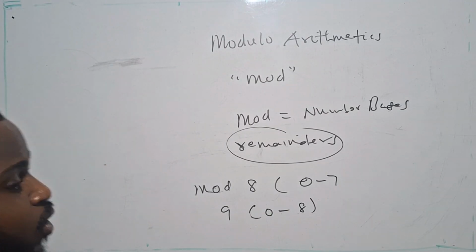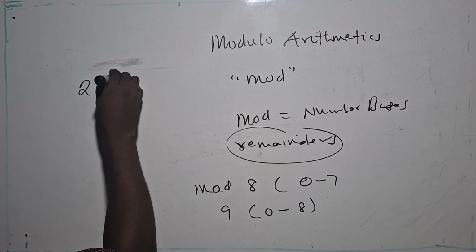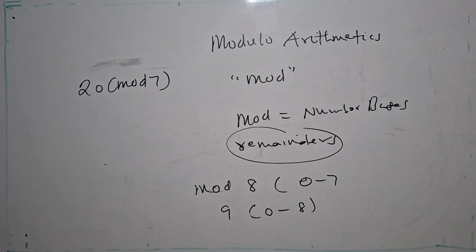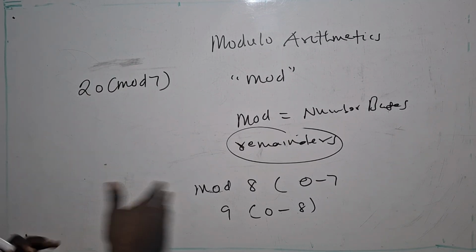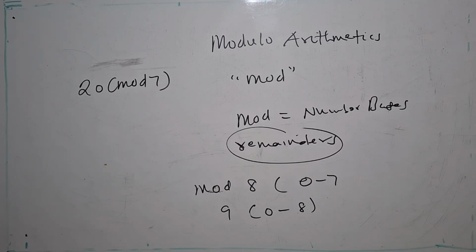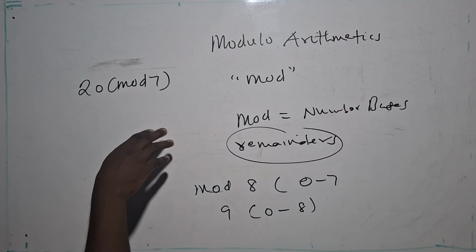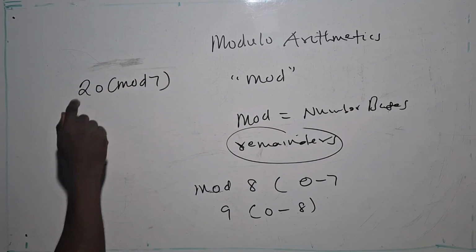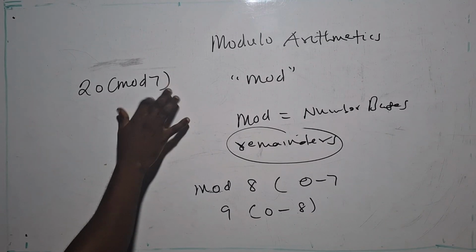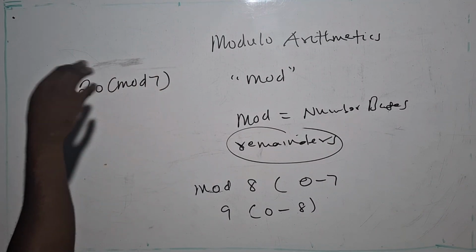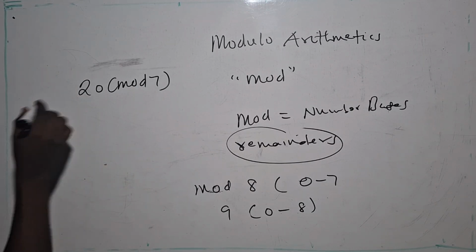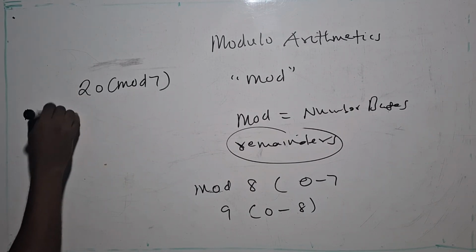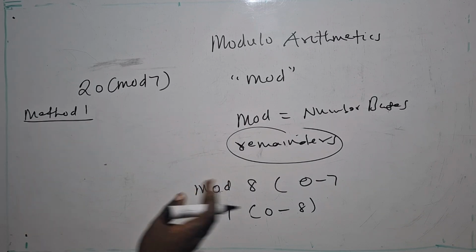For instance, let's say you are asked to solve 20 mod 7. We have the division method and the repeated subtraction method in solving this. If you are using the repeated subtraction method, you subtract the 7 repeatedly from the 20 until you get a number lesser than 7. So the first method is the repeated subtraction.